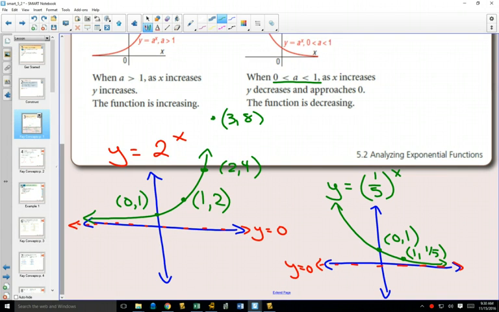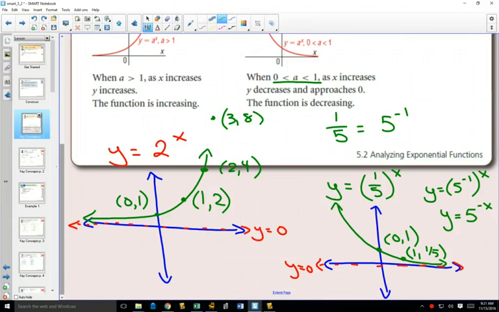The other thing that you might have seen in that graphing calculator activity is that 1/5 is the same as 5 to the negative 1. And so if I write 1/5 as 5 to the negative 1, then this equation is the same as 5 to the negative 1 to the x. And if I use my exponent rules, that's the same as 5 to the negative x.